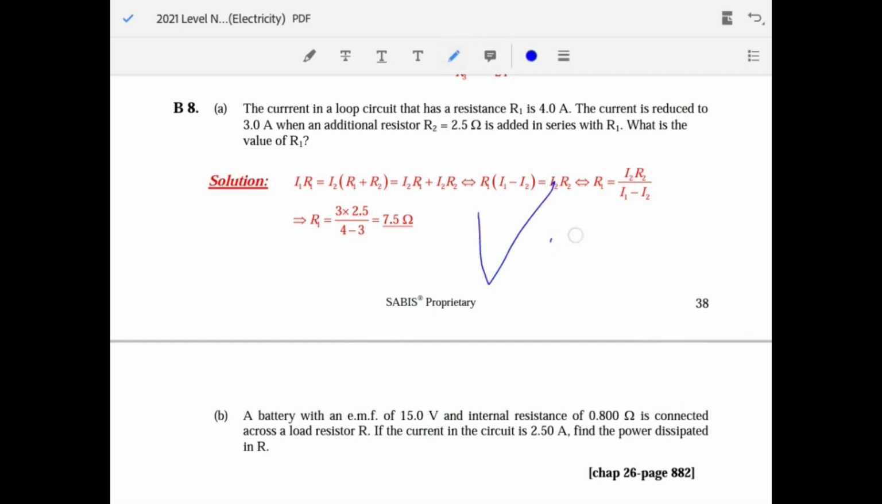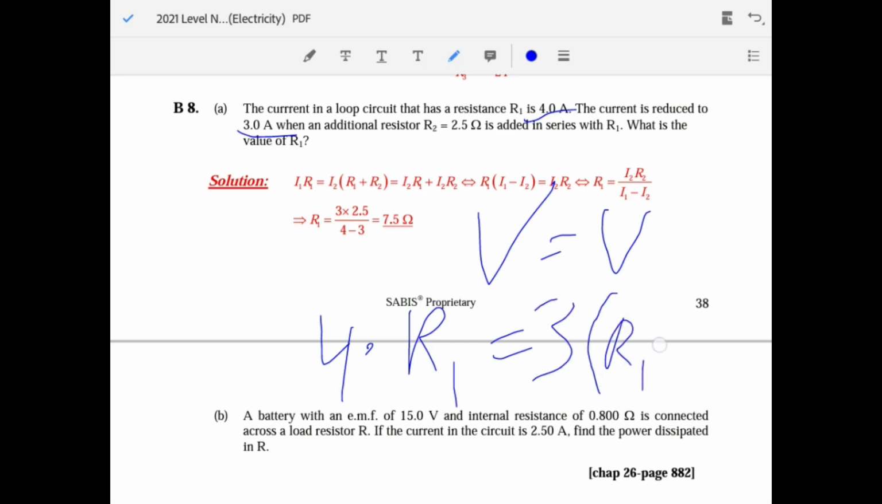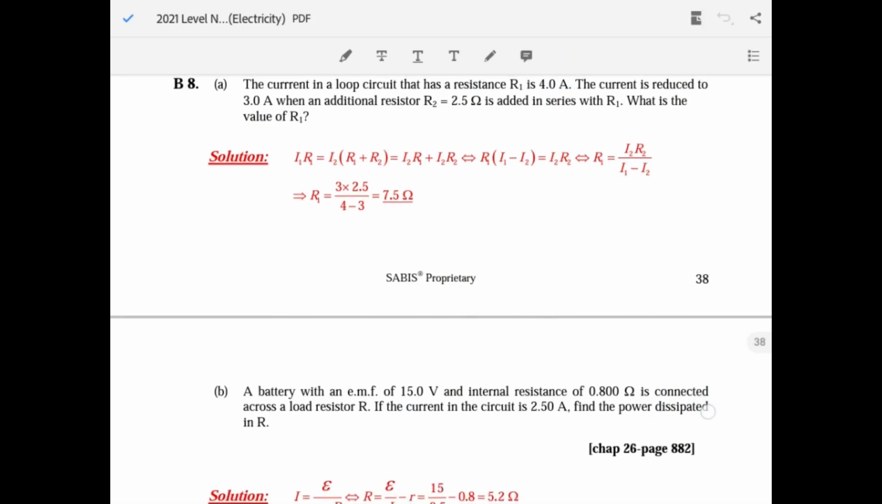You do V equals V, the voltages, and then V is what? IR. So initially it was R1 times 4, so 4 times R1 is equal to V again, which is IR. What's I? It's 3 amperes. And what's R total? It's R1 plus R2, which is R1 plus 2.5. Put it in your calculator. So 4x is equal to 3x plus 7.5, and x is 7.5.